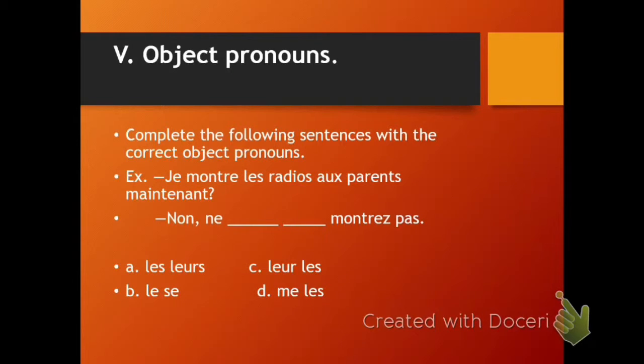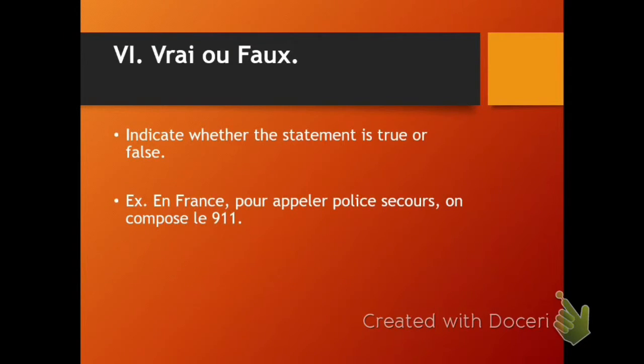Okay, let's go on to our next section. Part 6 will have some vrai ou faux, true or false. You need just to indicate whether the statement is true or if it's false. For example, en France, pour appeler police secours, on compose le 911. So, in France, one calls emergency by dialing 911. 911, that is only here in the U.S., so this is definitely faux.